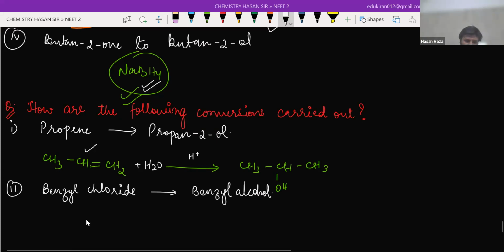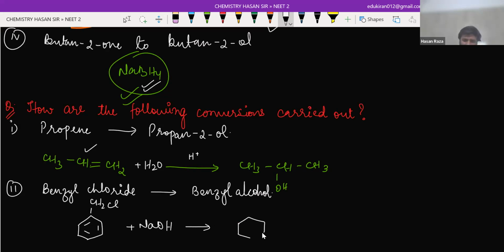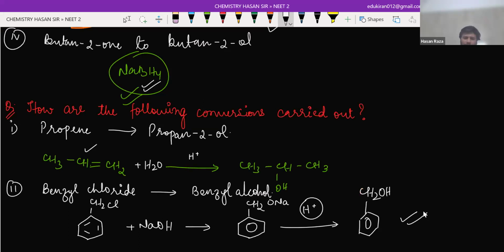Okay, so I'm going to write the reaction. You did it correctly. This is your benzyl chloride. You have to treat this with NaOH. Then you will easily get CH2ONa. Basically, the Na positive will go and add there. After that, you are going to treat this with acid, and this Na plus will be replaced by H, and you will be getting benzyl alcohol. Is that clear, both of you?